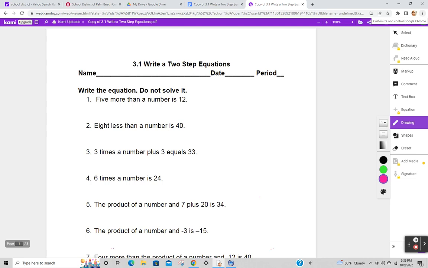Hi everyone. In this lesson, we're going to learn how to take a mathematical sentence or a mathematical equation in word form and translate it into mathematical form. So let's get started.